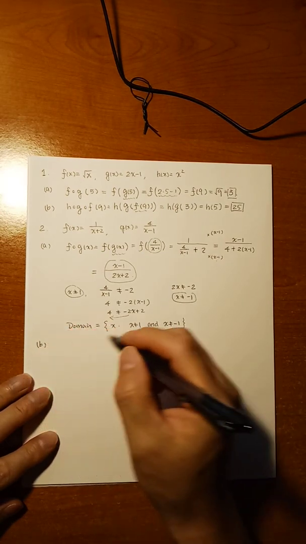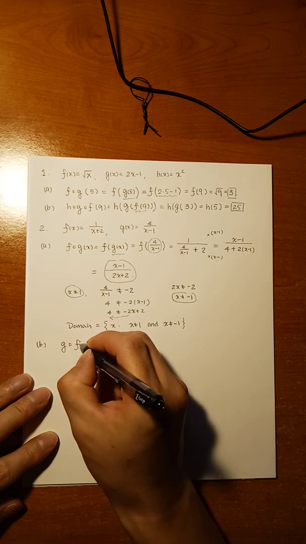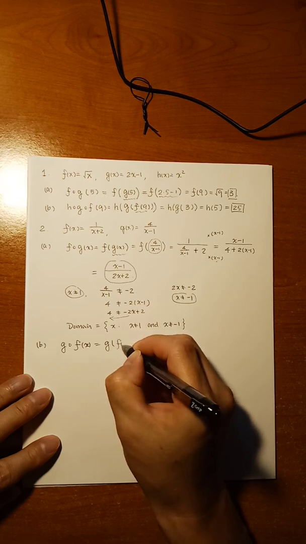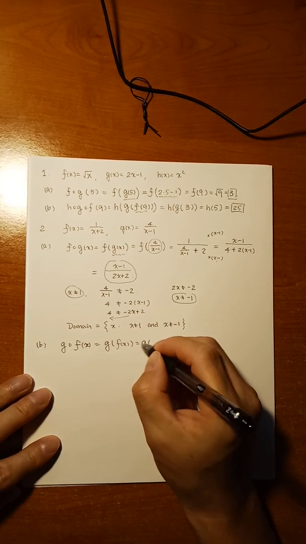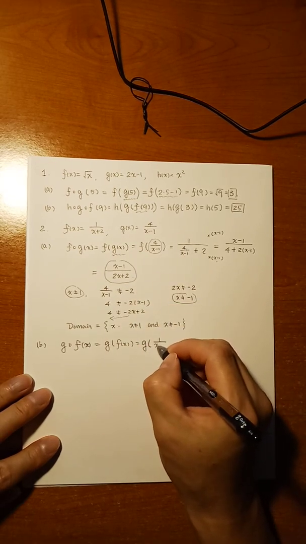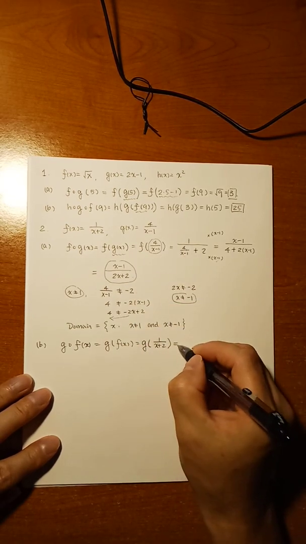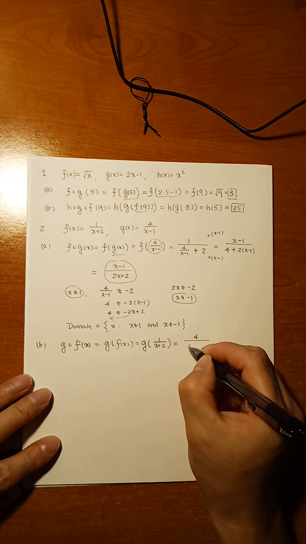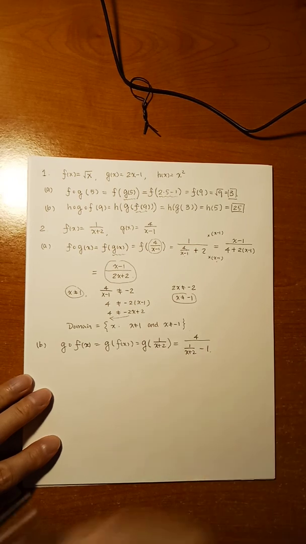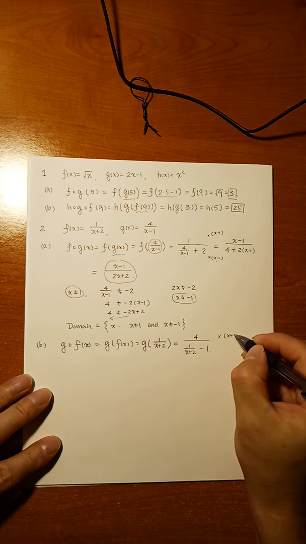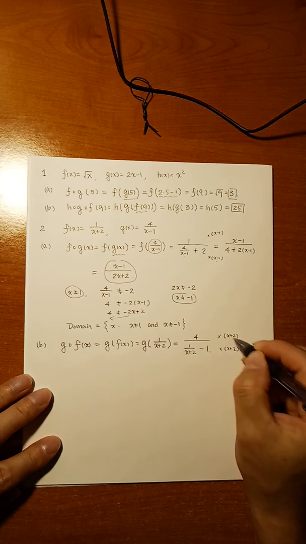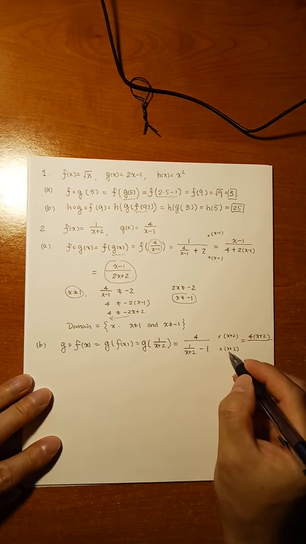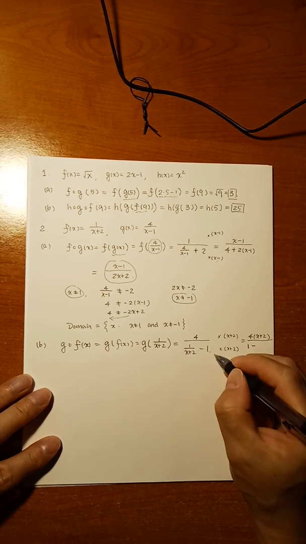And part B, we have g compose f. g compose f of x, by definition, is g of f of x, which is g of 1 over x plus 2, which is 4 over, you see, this whole thing will replace x, so it's 1 over x plus 2 minus 1. And then I'm going to multiply top and bottom by x plus 2. Numerator, it's 4 times x plus 2. Denominator, this whole thing times x plus 2 is 1, and minus 1 times it.